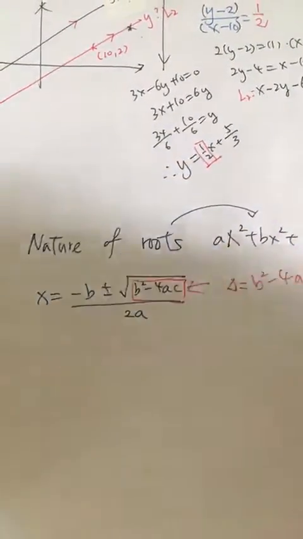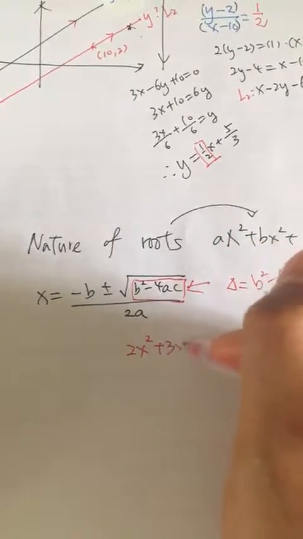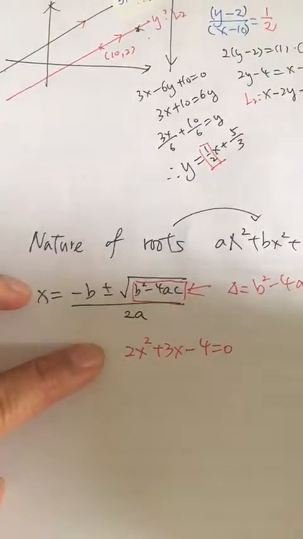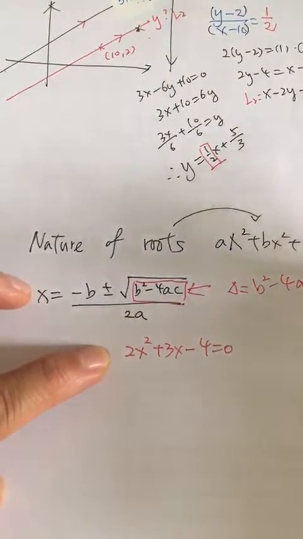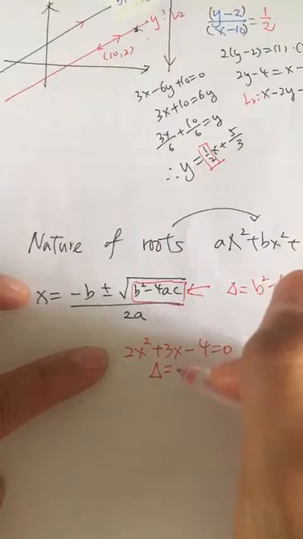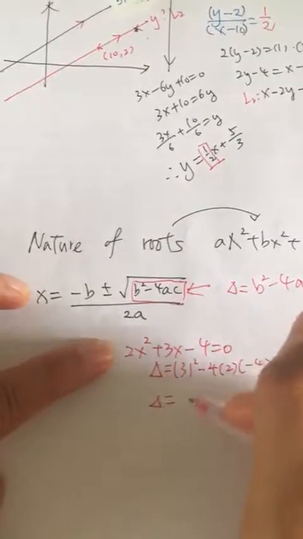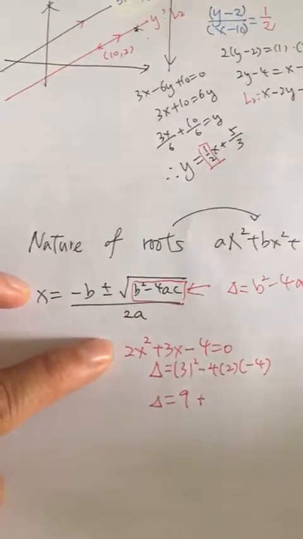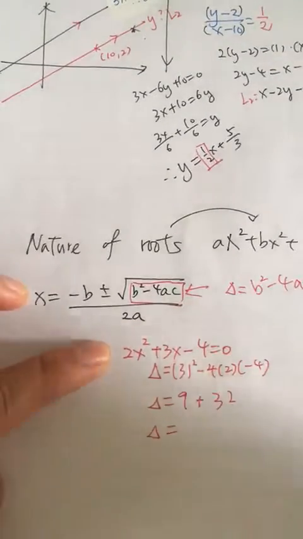So, for example, if we have a quadratic equation like 2x squared plus 3x minus 4 equals 0, and we would like to know the nature of roots, we don't really need to find the roots. We just want to know the nature. So we use delta, which is b squared minus 4ac. After calculating, that means 16 times 2, 32, and delta equals 41.